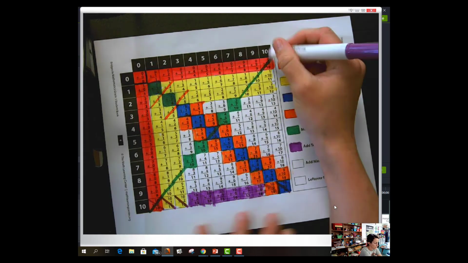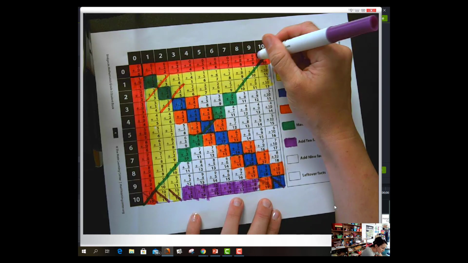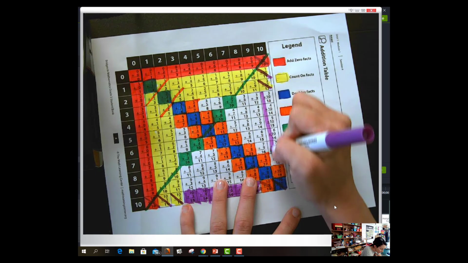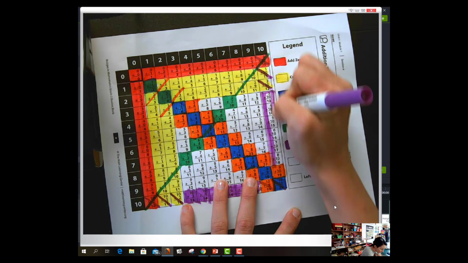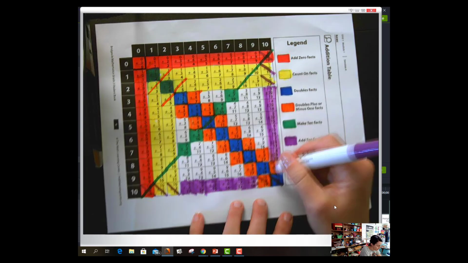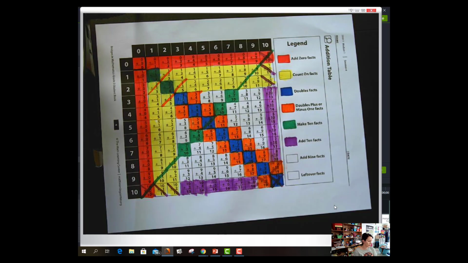And then we're going to do this whole column. So a slash, a slash, a slash. Then we're coloring in all of these purple. And again, pause the video if you need to. And then we're going to do slash, and then double slash. Alright, lastly we have our add 9 facts.